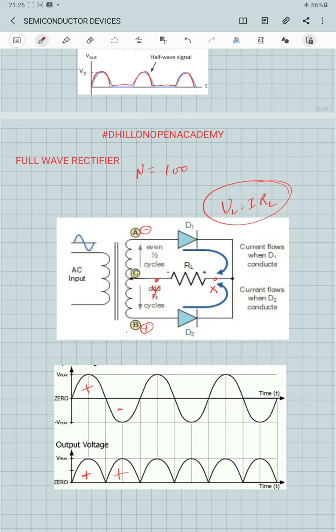The reason is, whether diode D1 is forward biased or diode D2 is forward biased, the current flowing through the load resistance RL always flows from point X to the point Y. So the current flowing through RL is not changing its direction whether D1 is forward biased or D2 is forward biased. So at the output across the load resistance RL, we have only the positive half cycles appearing.